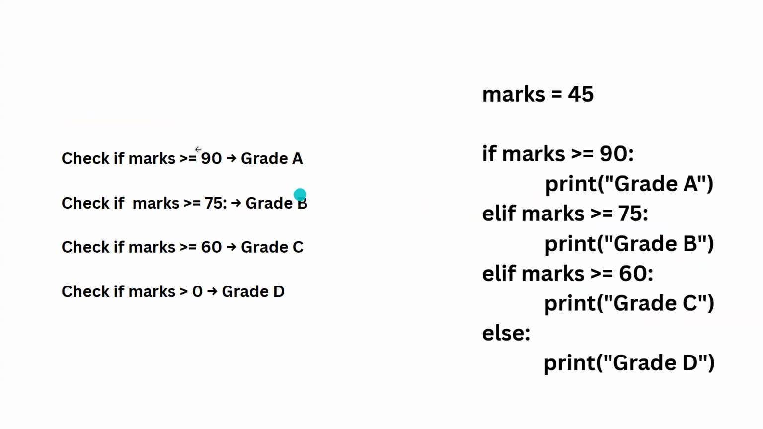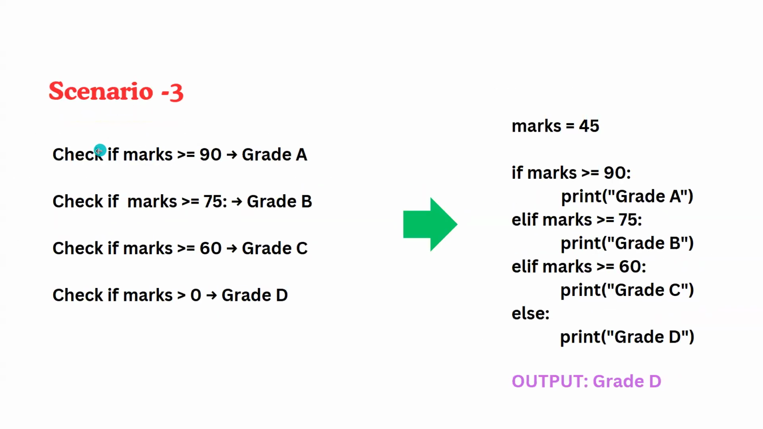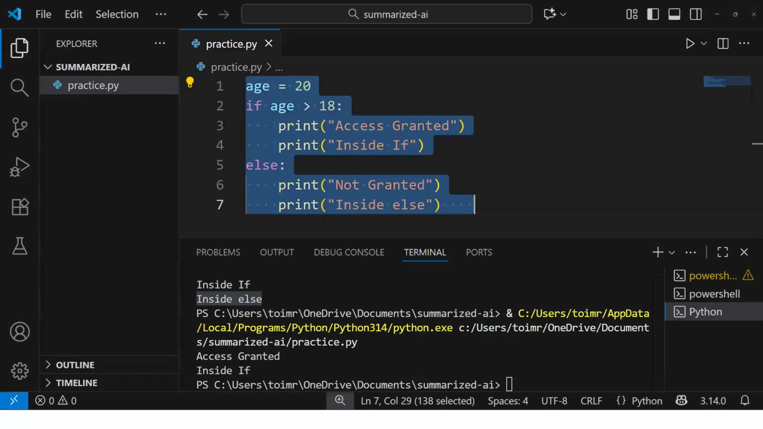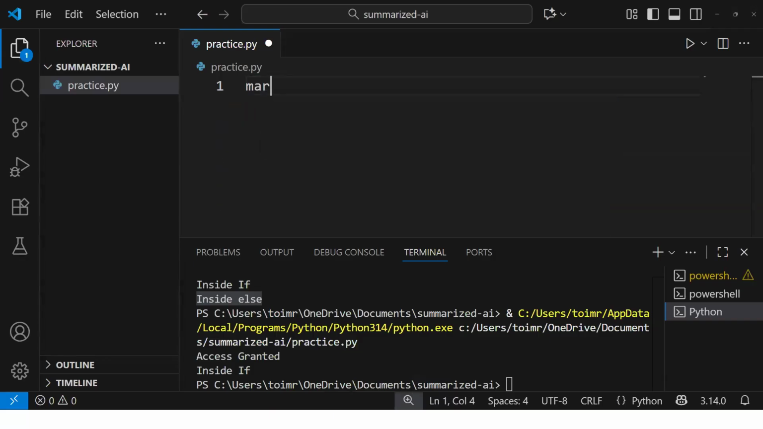In scenario three, we are saying check if marks is greater than or equal to 90, then print grade A. Check if marks is greater than or equal to 75, grade B. Check if marks is greater than or equal to 60, it should print grade C. Check if marks is greater than 0, it should print grade D. Now let's go back to our Visual Studio and try this out.